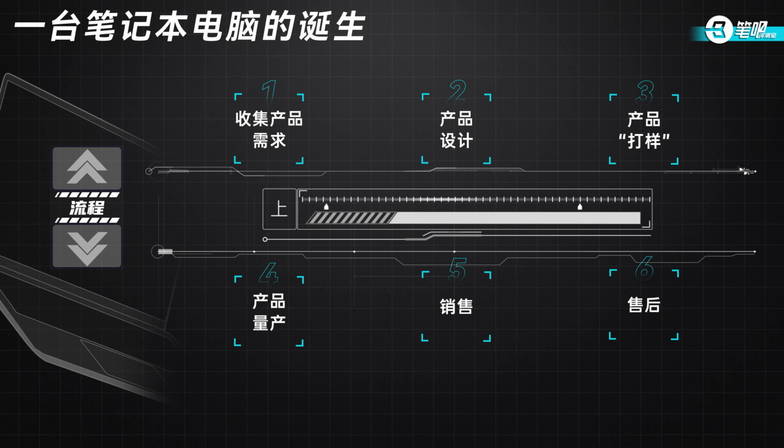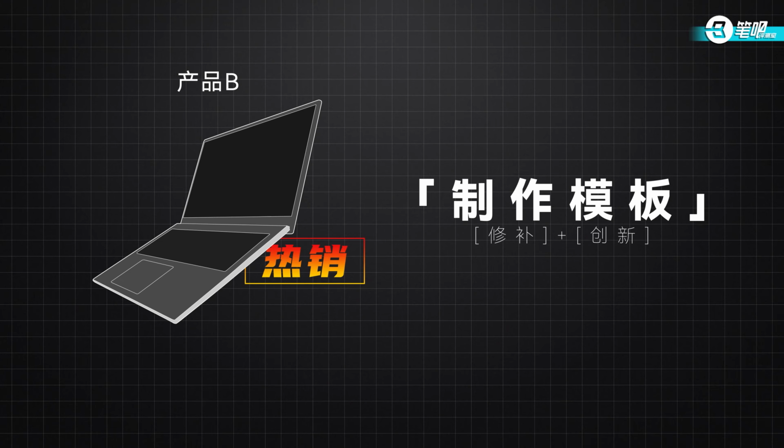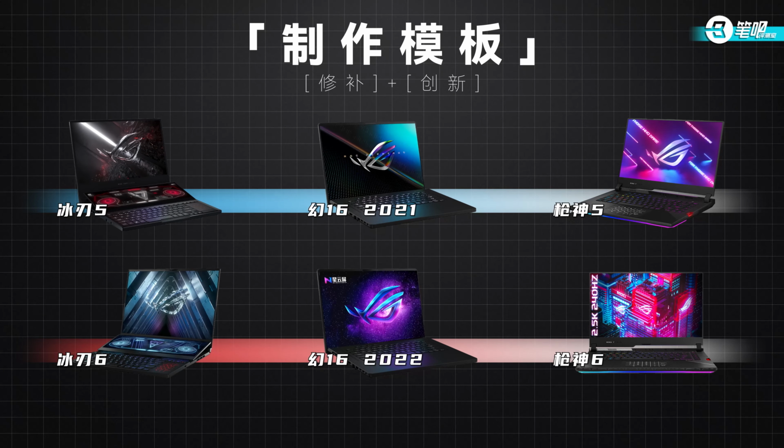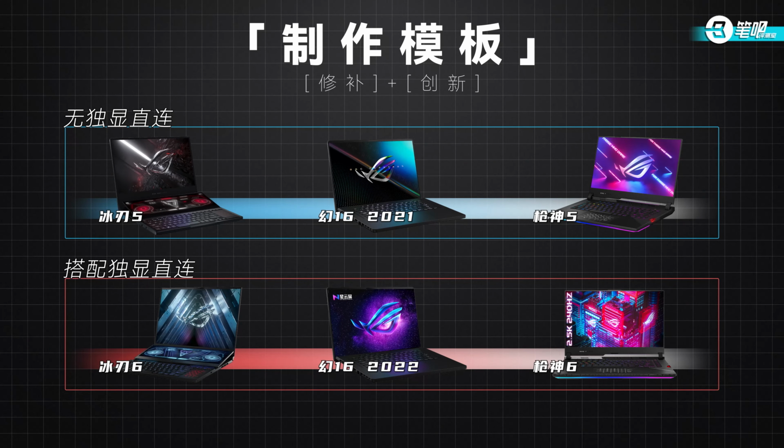Okay, the planning is almost done by now. About 2 months have passed up to present. Sorting the materials at hand, the R&D department starts design. Often, a firm has multiple lineups. The best seller is to be the template. On the existing models, designers would make some alterations and innovations. The alterations fix flaws of the last gen, like the MUX switch missing in all last gen products of ROG. It's a standard in this gen.